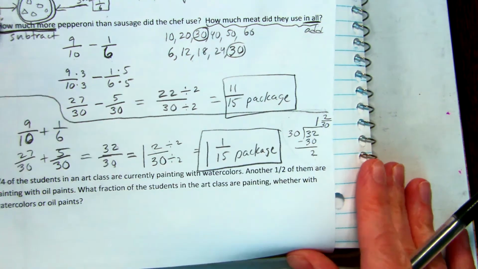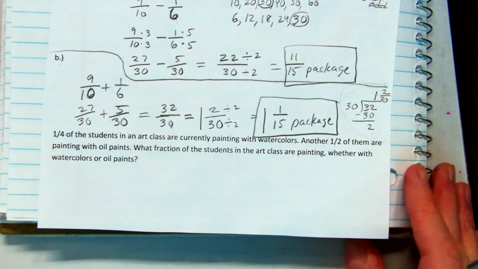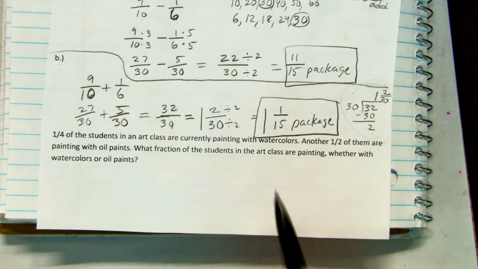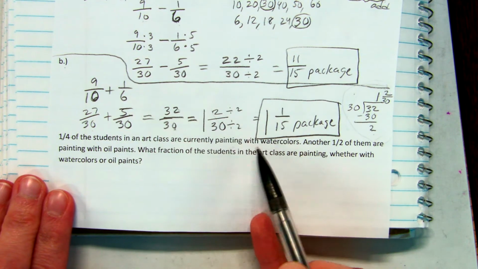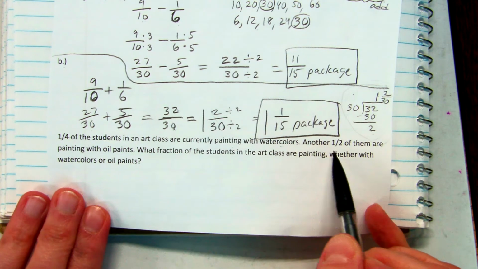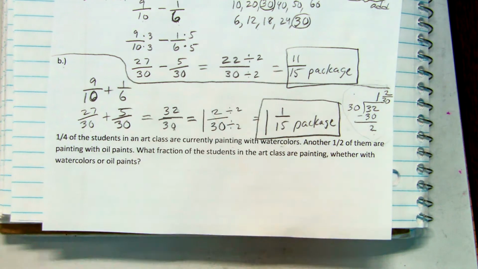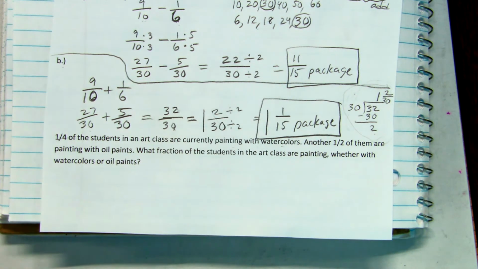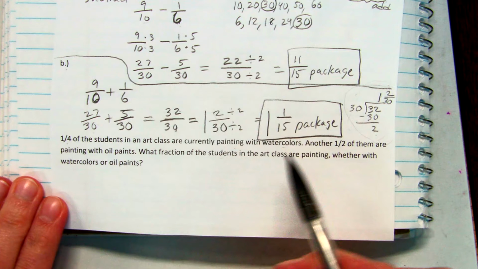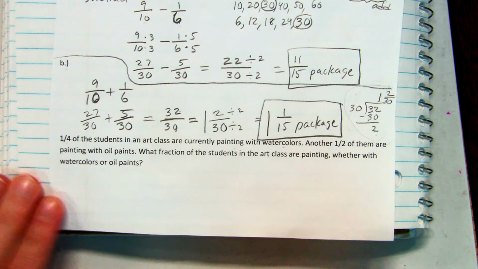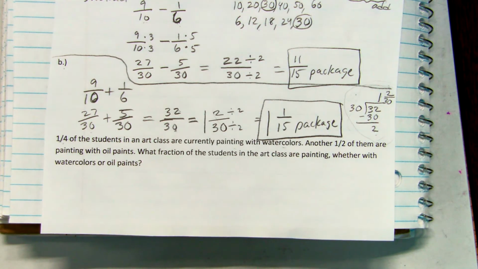Okay? So let's go ahead and look at the problem on the bottom. So it says 1/4 of the students in an art class are currently painting with watercolors. Another half of them are painting with oil paints. What fraction of the students in the art class are painting, whether with watercolors or oil paints? So what we want to think about here, when I see 1/4 and 1/2, I suddenly want to think about those pictures we started with in elementary.